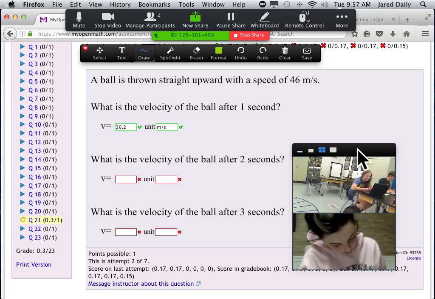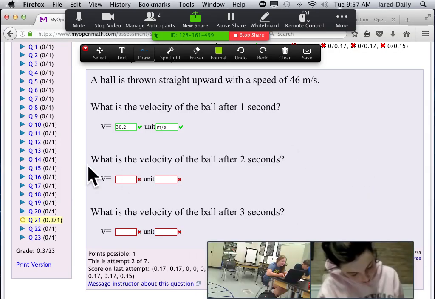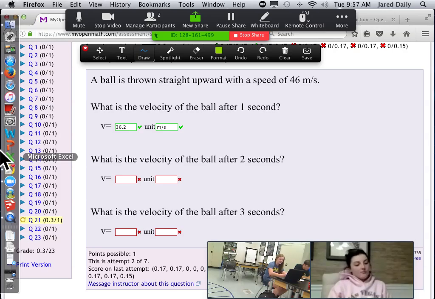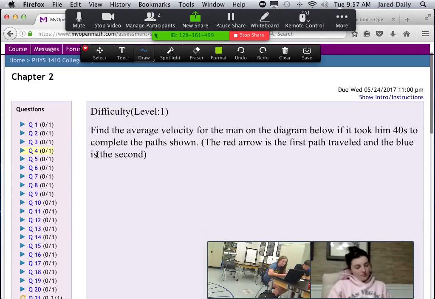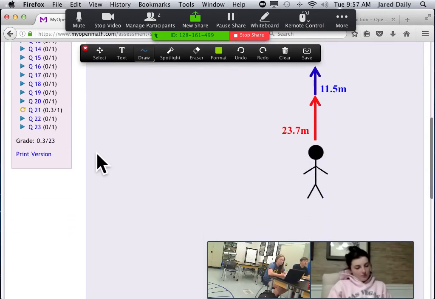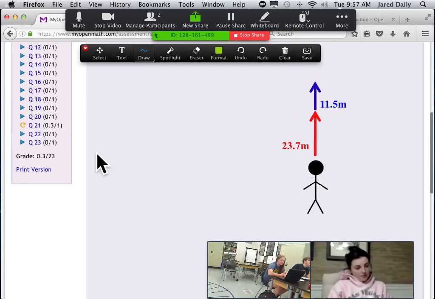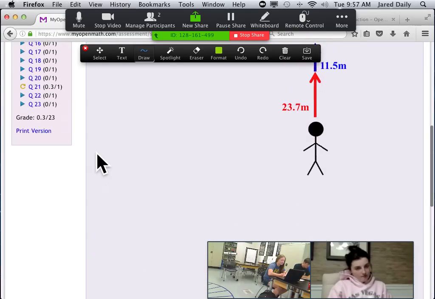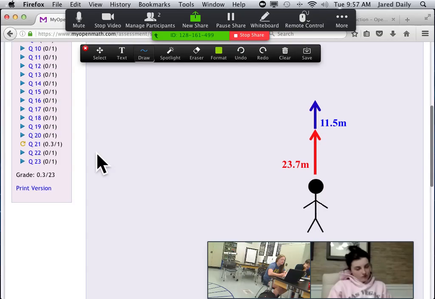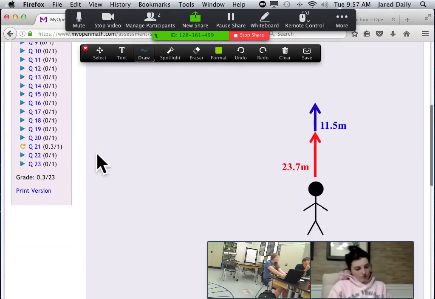Mr. David, on number 4, mine is a little weird. I saw some of the other people's equivalent of number 4. Is that like yours? Mine's the same with different numbers, but it's asking for 9.5 seconds to complete both paths. Okay. So like 9.5 seconds to complete both paths. Yeah.